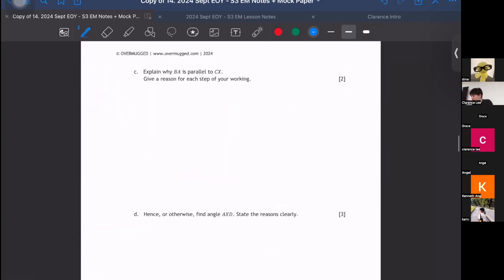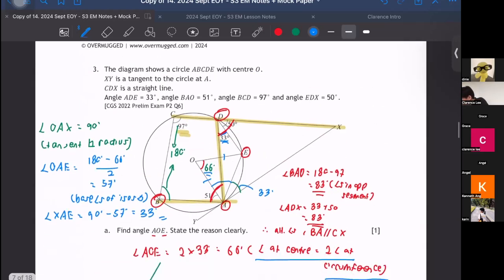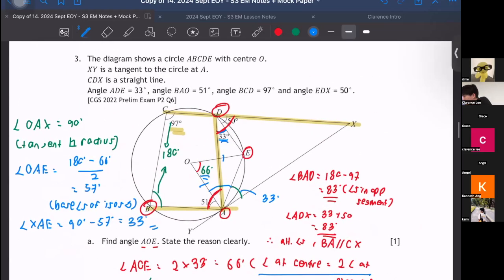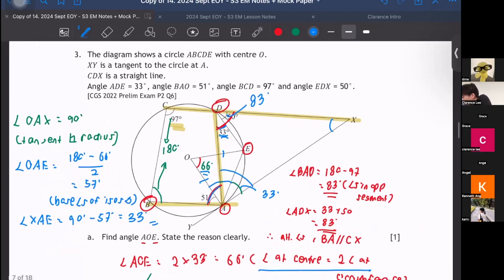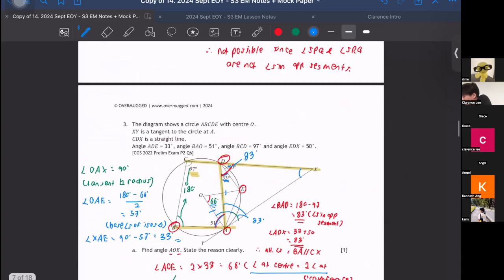Okay, sorry, there's one more question. Angle AXD. Now you must find for me what's angle AXD, which is this angle over here. I have already found out that this is 83 degrees. So now the question is, what is this particular angle over here? I also know that this is 83 degrees. So therefore, to find angle DAX, it will just be, okay, let me write the top over here.